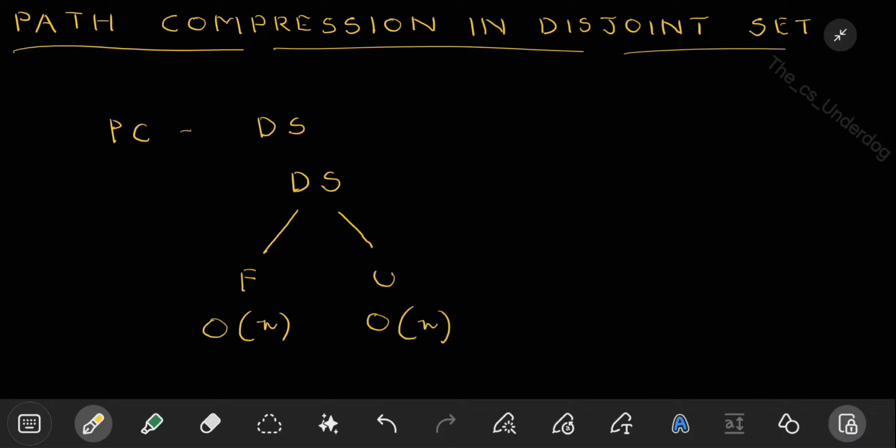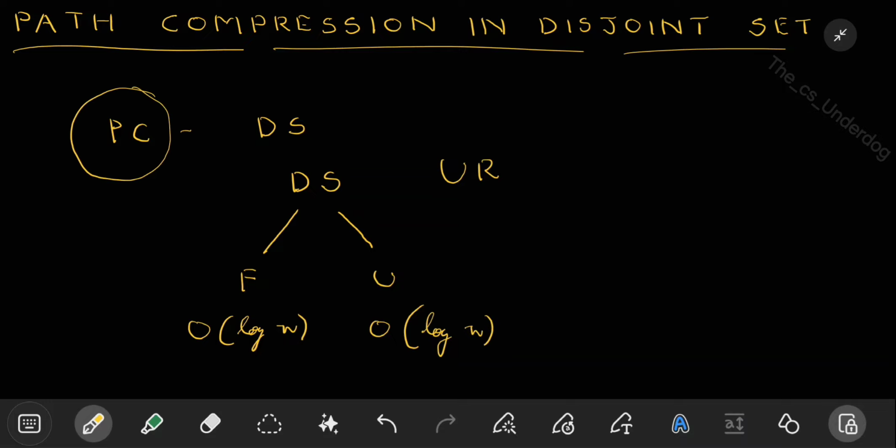But with the introduction of union by rank concept, we were able to improve these efficiencies and we were able to bring down the time complexity to order of log n. So from order of n, we brought it down to order of log n using union by rank technique. This time, using path compression technique, we want to bring it down to a constant time. This is our final aim. Okay. So let us see how this path compression works.